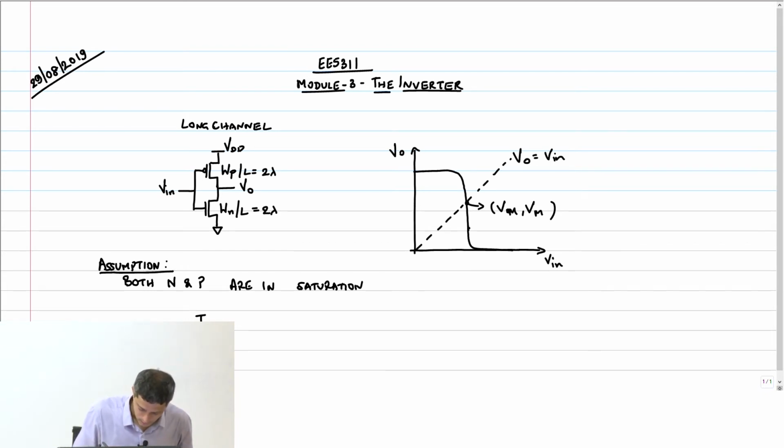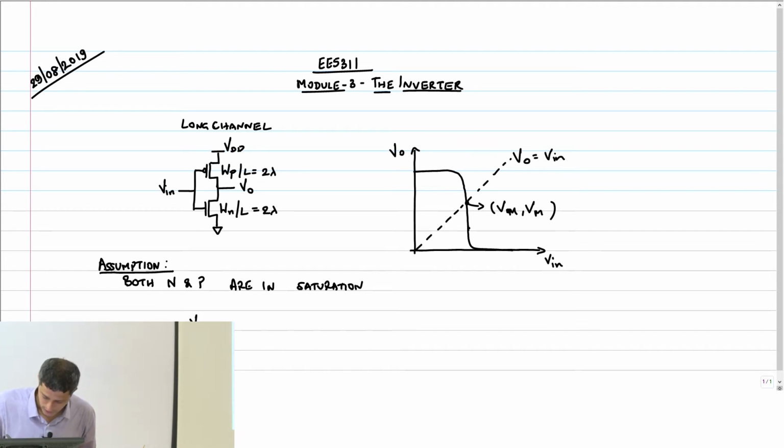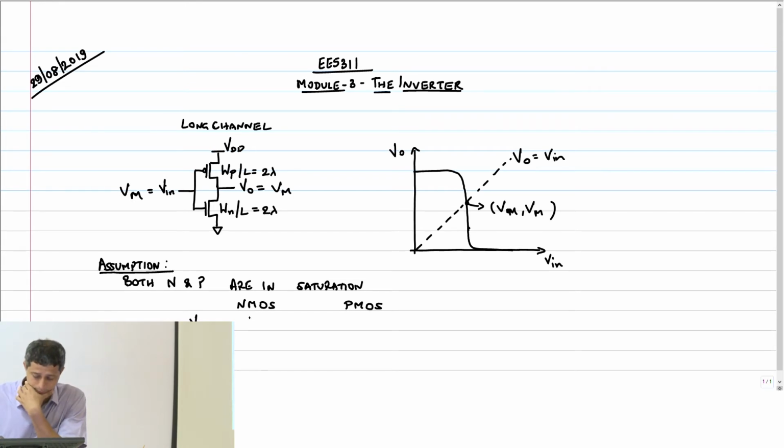Okay, let me reiterate that point. So now what are our various things, right? VGS, VDS for NMOS and PMOS. V in equal to V out, so this is also equal to Vm. This is also equal to Vm. So what is VGS for the NMOS transistor? Vm. VDS? VDS is V naught, but here in this case V naught equal to V in equal to Vm. This also is Vm. For the PMOS, Vm minus Vdd, and this one?